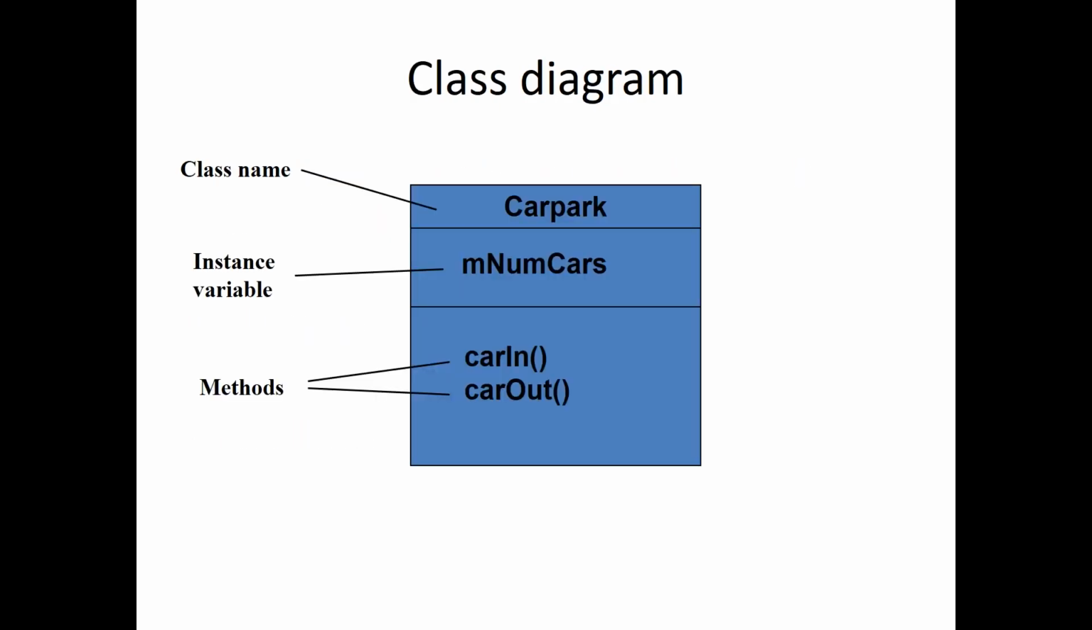Okay, here's what I've got. It's a simplified UML diagram, but it contains all the elements. We've got the class name, which is CarPark. We have the single instance variable mNumCars that will store the number of cars we've got in the car park, and we've got two methods: carIn for when a car enters the car park, and carOut for when a car leaves the car park.